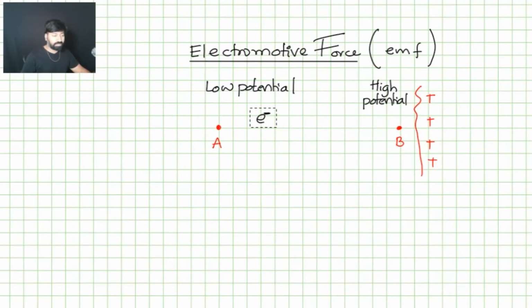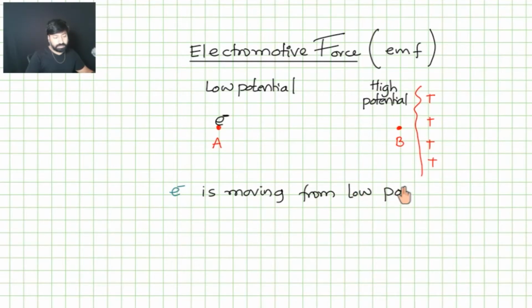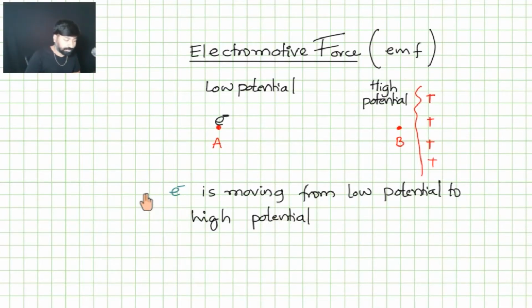Okay, so if I ask you a question, from which potential to which potential is the electron moving, you will say that the electron which is present at the low potential is moving toward the point where high potential is present. So here the electron is moving from a low potential to high potential. Okay, this one point we listed here.